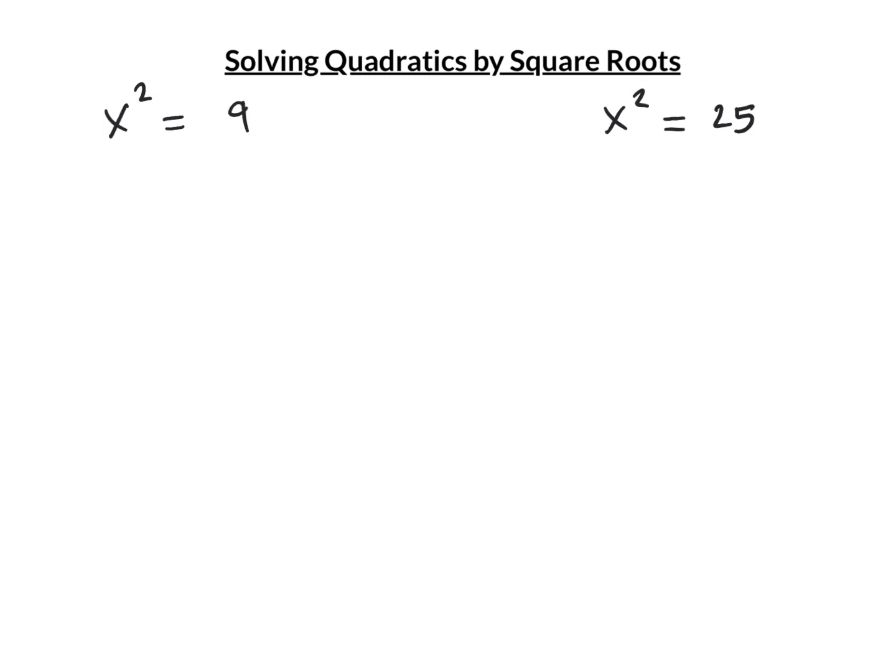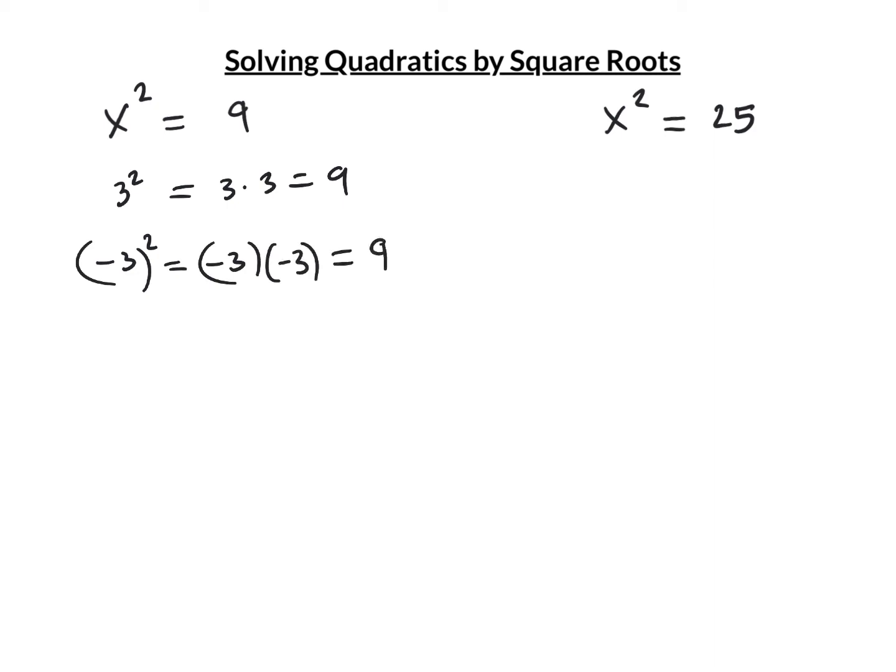If I look at a question like x squared equals 9, be aware that there are two numbers squared that make 9, because 3 squared, that's 3 times 3, is 9, and negative 3 squared, which is negative 3 times negative 3, is also positive 9.